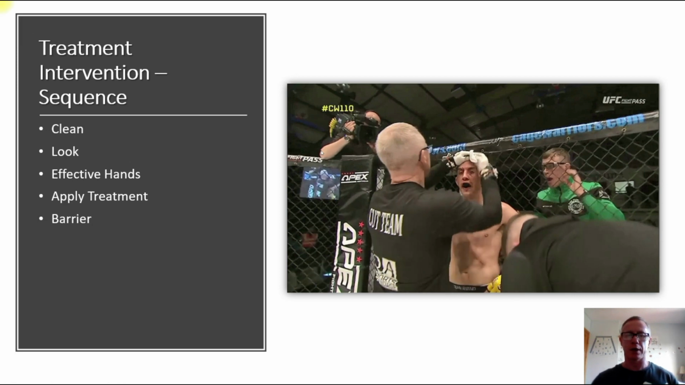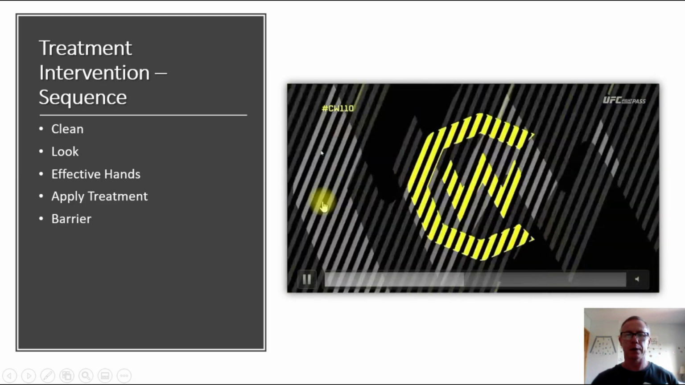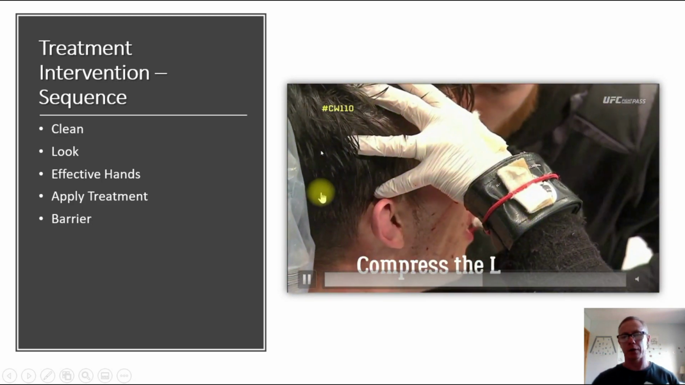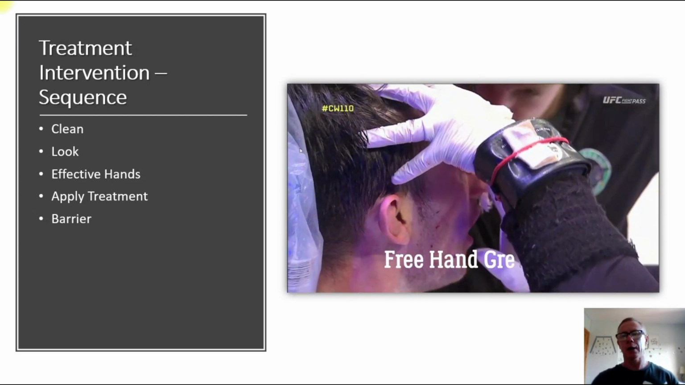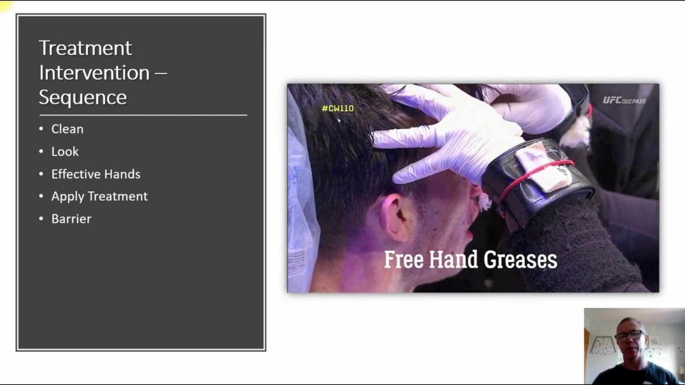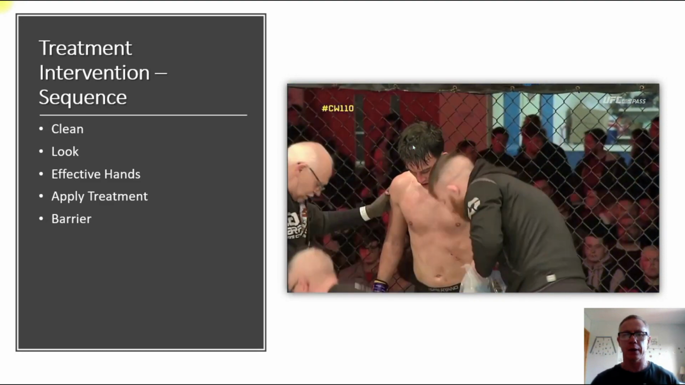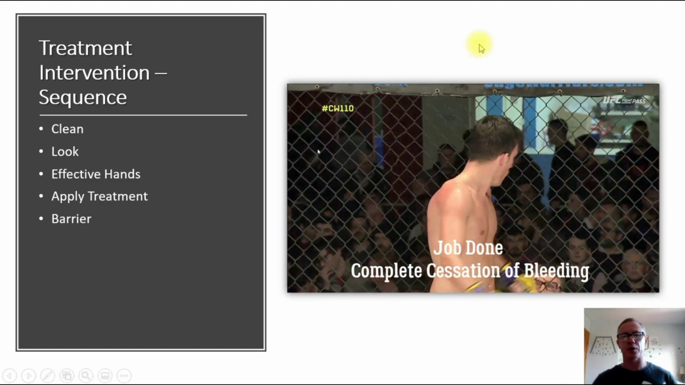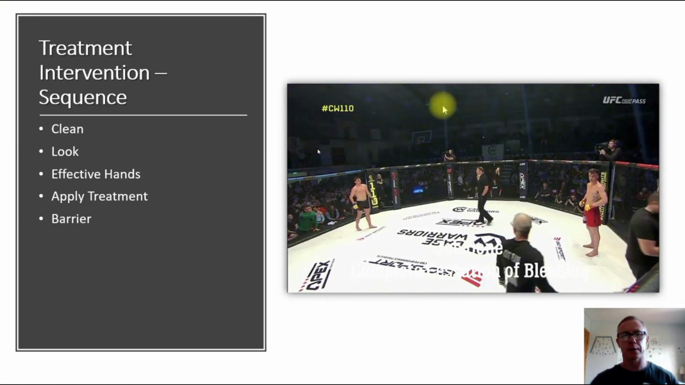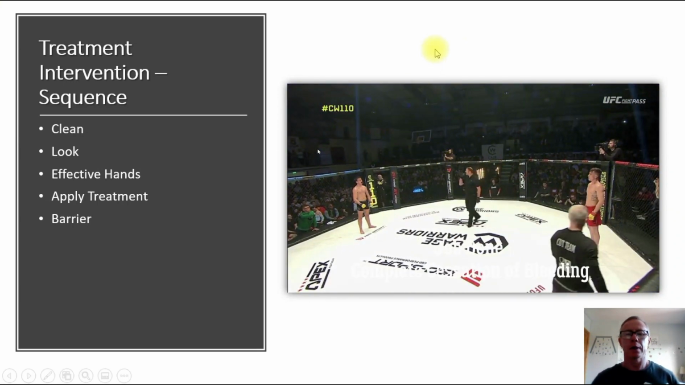Get rid of the gauze in the hand. Okay, you can see it there. So I'm still compressing that injury. The most important thing is compress the laceration. And you can see that I'm greasing up the other part of the face and then job done. Complete cessation of bleeding. So just stop it there. So it's key to it.